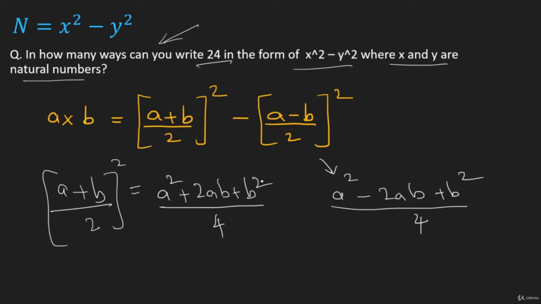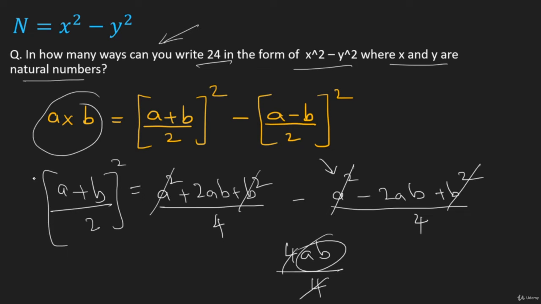Alright, now if I subtract this minus this, a square and a square cancel out, b square and b square cancel out, and over here you have minus of minus, which is equal to plus. So you end up with 4ab by 4, which is equal to ab. That's why we can write ab as (a plus b by 2) the whole square minus (a minus b by 2) the whole square. Now using this, we will be able to express the given number in the form x square minus y square. Alright, let me make some space over here.